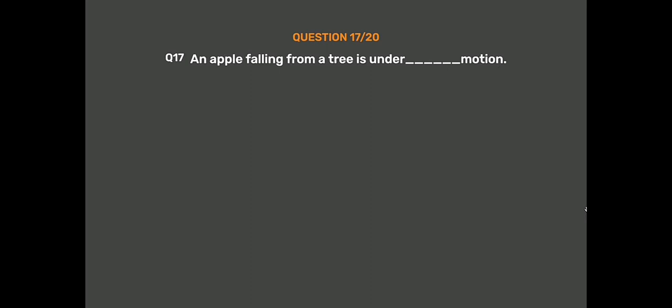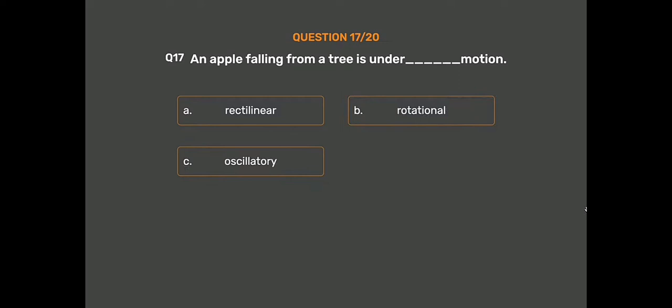Question number 17. An apple falling from a tree is under ____ motion. Option A. Rectilinear. Option B. Rotational. Option C. Oscillatory. Option D. Circular.